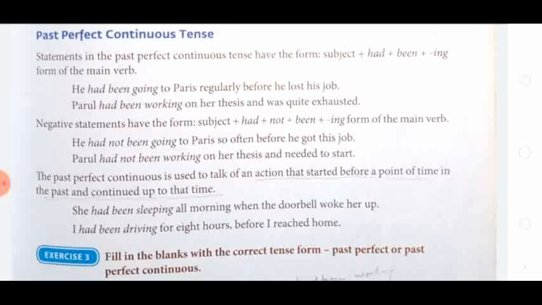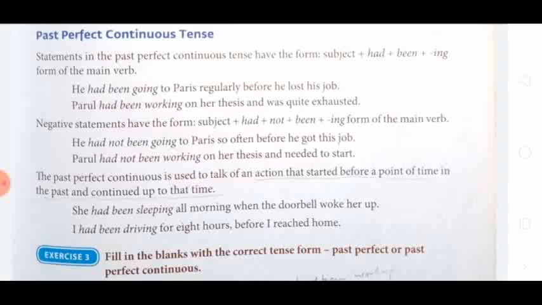He had been going to Paris regularly before he lost his job. Here you please try to understand. Before he lost his job, the action, now the job is also lost. But before that time, that action was going on regularly, going to Paris. So that action is in the past perfect continuous tense.